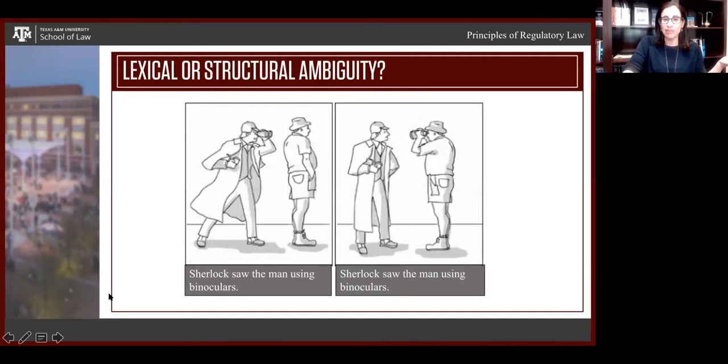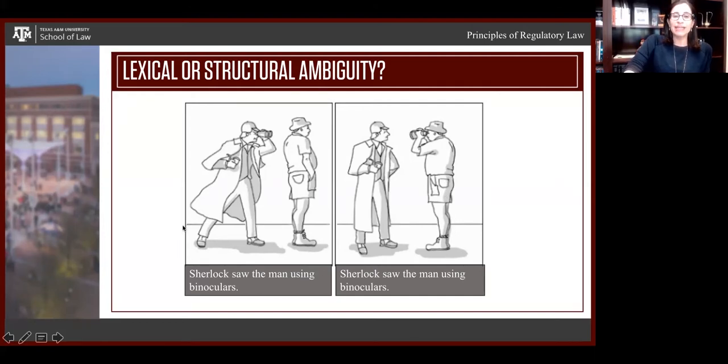So for example, look at this cartoon. We have Sherlock, we have two sort of captions. One is "Sherlock saw the man using binoculars." So as we can see from the photo, Sherlock is the one using binoculars and he's seeing the man using the binoculars. The other one, same caption, "Sherlock saw the man using binoculars." Here, Sherlock is seeing the man who is using binoculars.